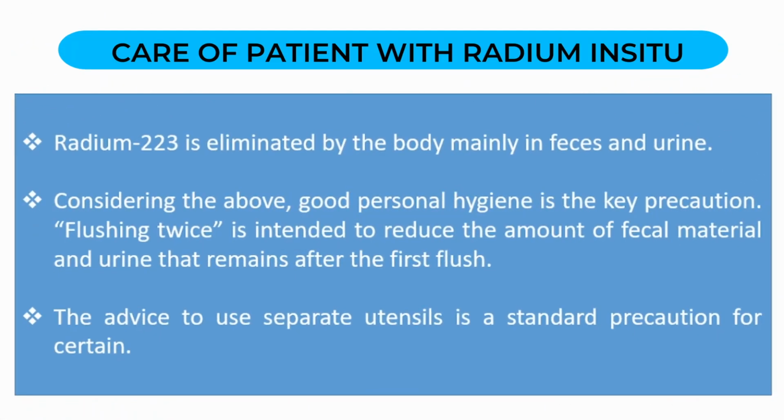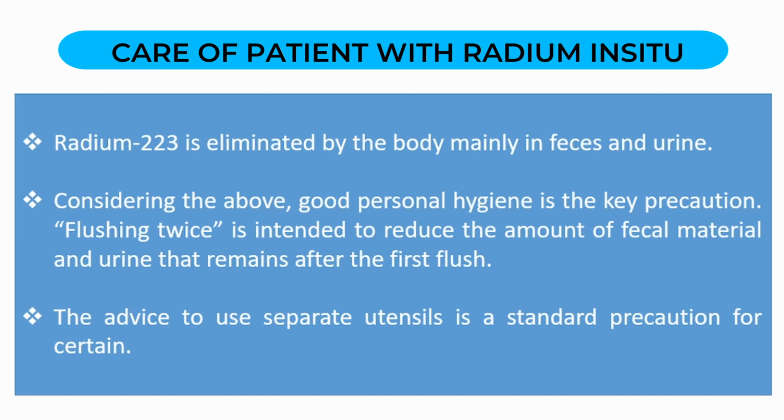So the last aspect on the list is the care of the patient with radium in situ. This is a type of internal radiotherapy. So we are saying that with radium, the source of radiation is inside your body. How do you care for yourself as a patient? Radium-223 is eliminated by the body mainly in feces and urine. So if you ingest this radium, or the radium is inside your body, it is mainly eliminated from the body via the feces and the urine.